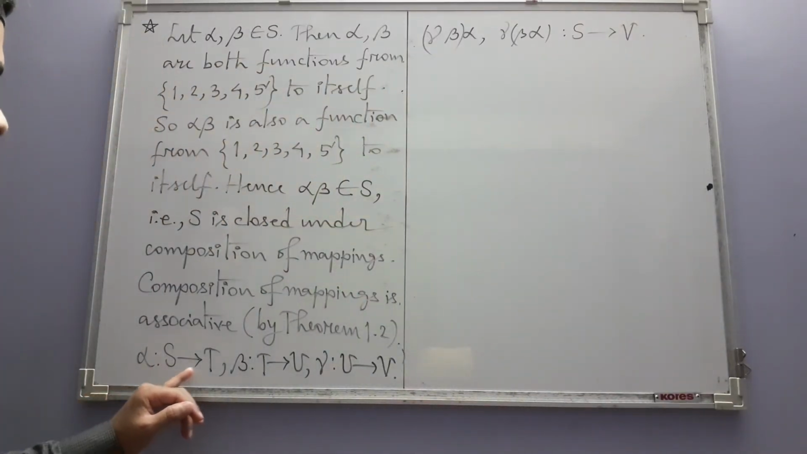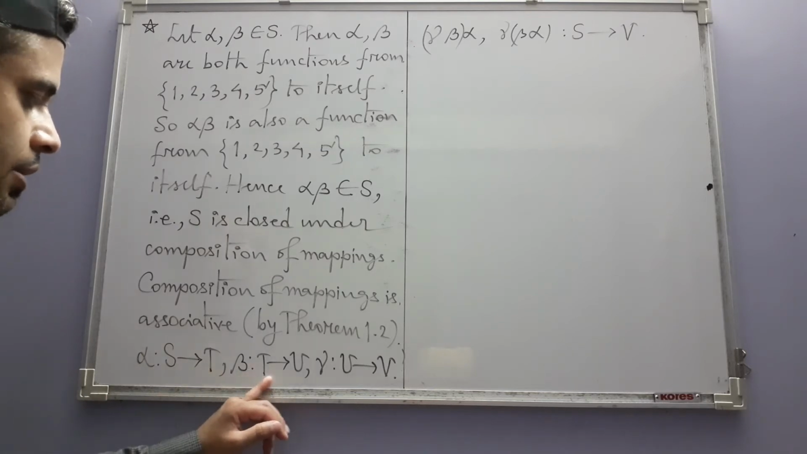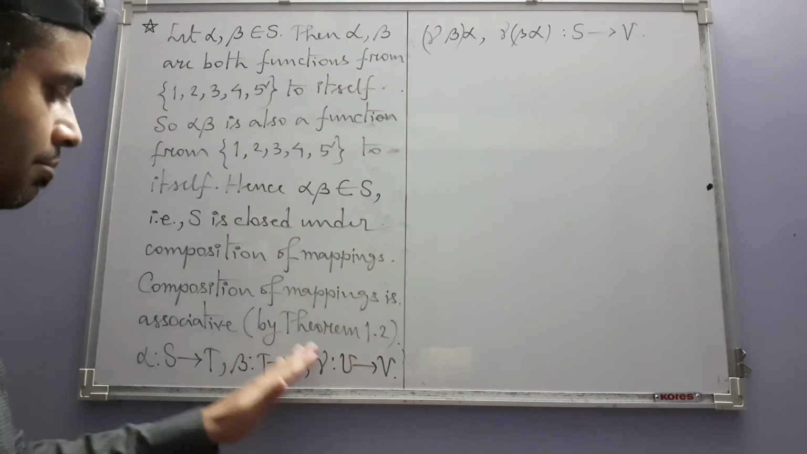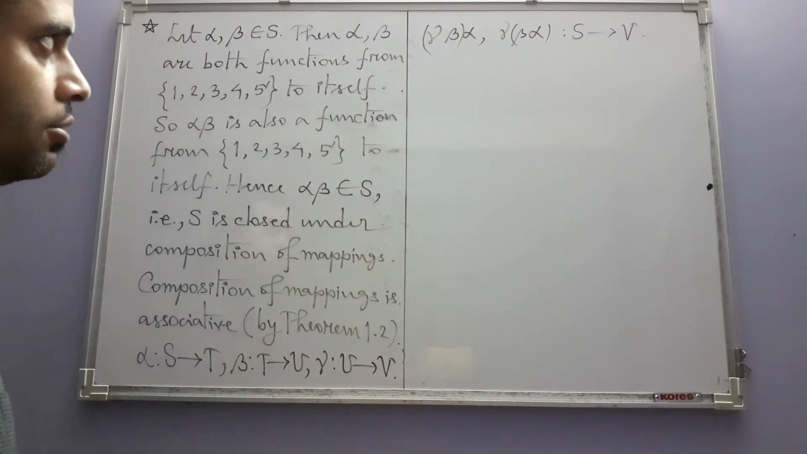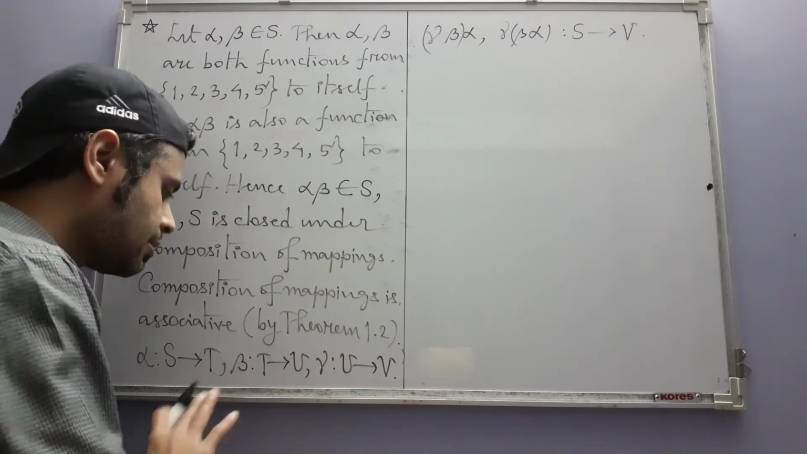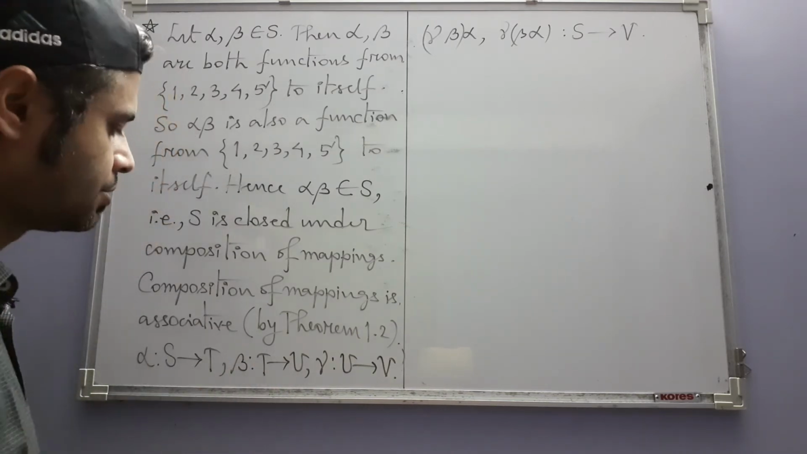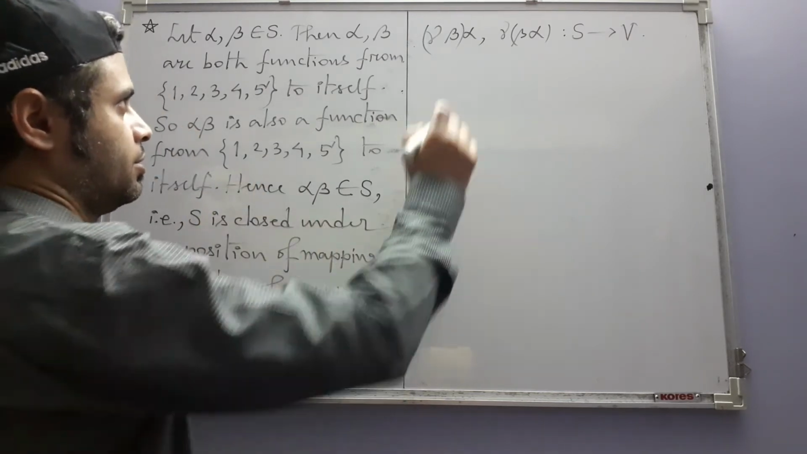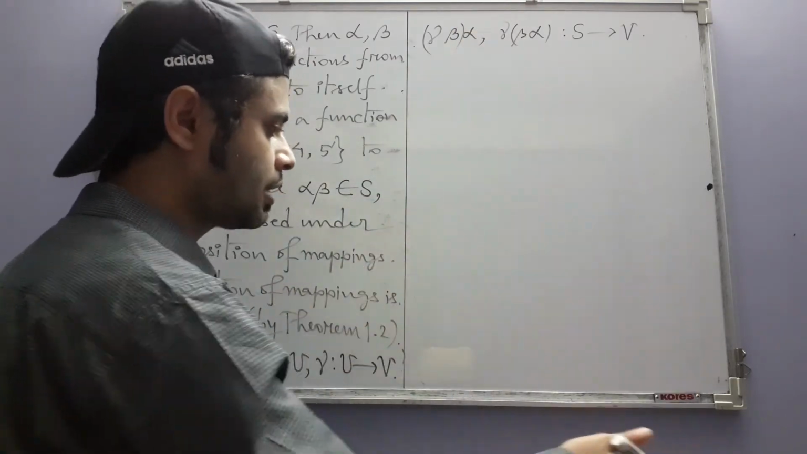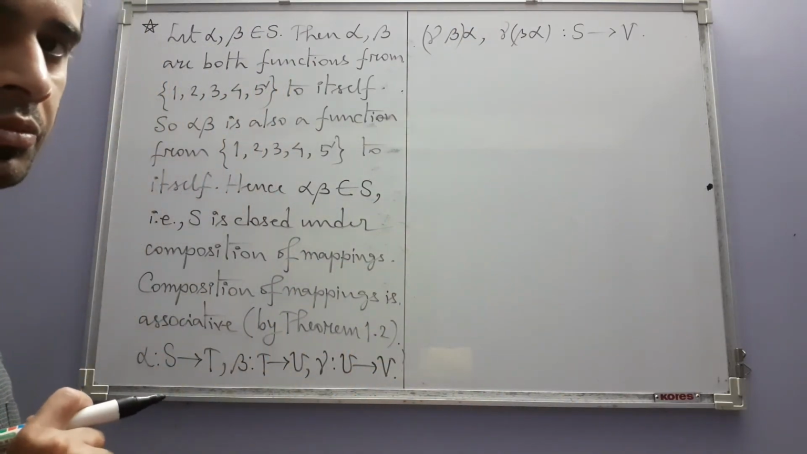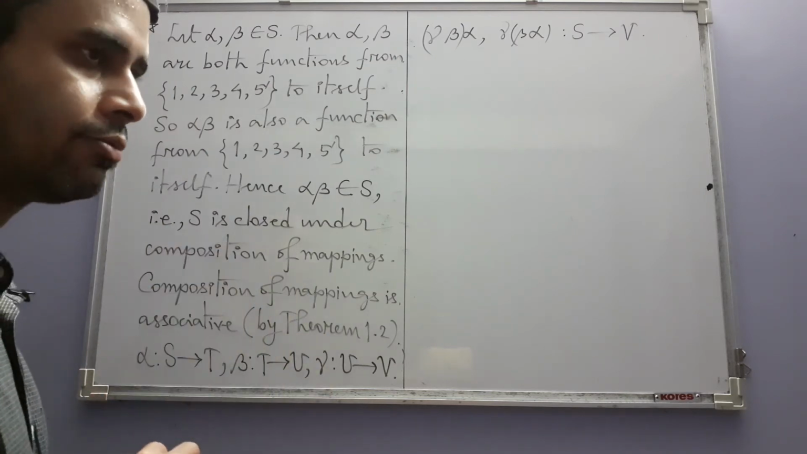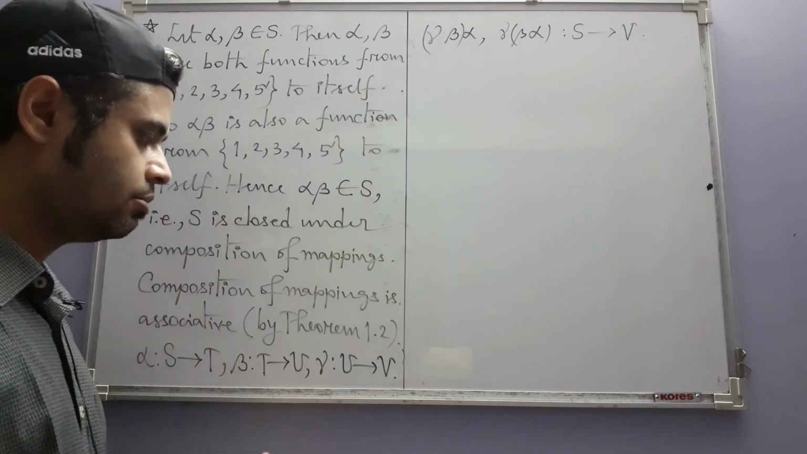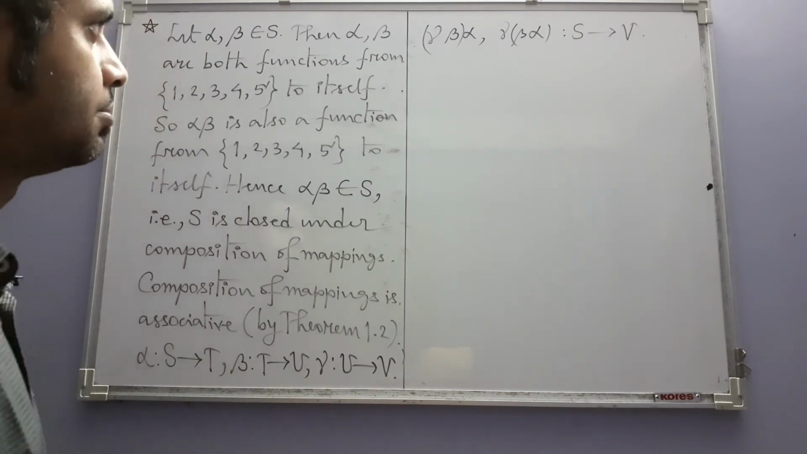Alpha takes us first from S to T, and then beta takes us from T to V, and then gamma takes us from T to U, and then gamma takes us from U to V. And we have to change the order. We have already discussed this before, but again I am saying we have to change the order because we write the input to the right side of the mapping name. If we decide to write it to the left side of the mapping name, then we don't have to change this order, which is what we do in Herstein's Topics in Algebra.